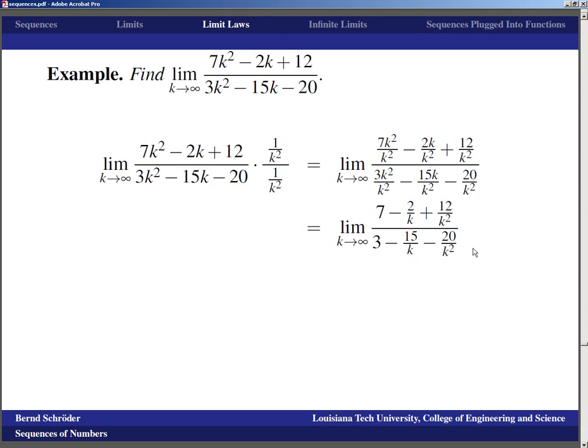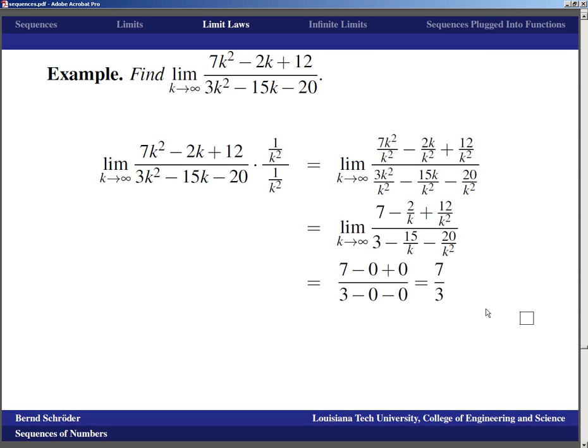So this is something where people then also say we find these limits by inspection. If you've got a number divided by something that blows up, the limit is 0. That means the limit here is 7 minus 0 plus 0 divided by 3 minus 0, which is 7/3.